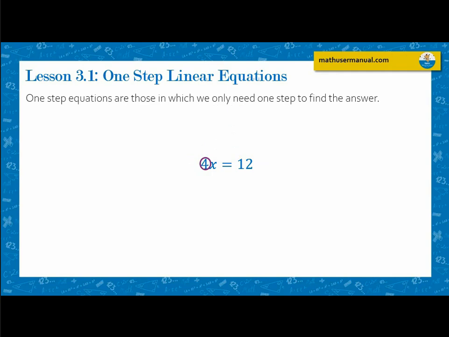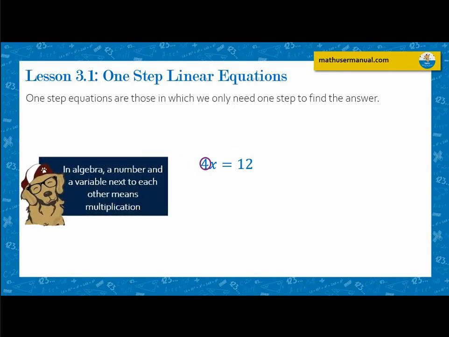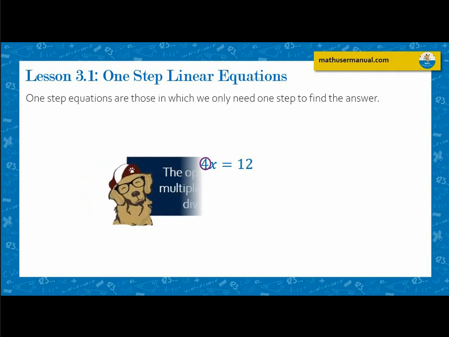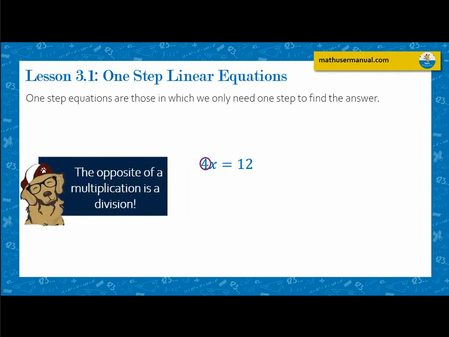First thing we need to notice is in algebra, when a number is next to a variable or a number is next to a letter like this, like 4x, there is nothing in between them, just 4x. This means multiplication. In algebra, every time we see a number next to a letter is a multiplication. So now that we know that the 4 is multiplying the x, we can tell that the opposite of a multiplication is a division. So if we have 4x, we need to divide by 4.